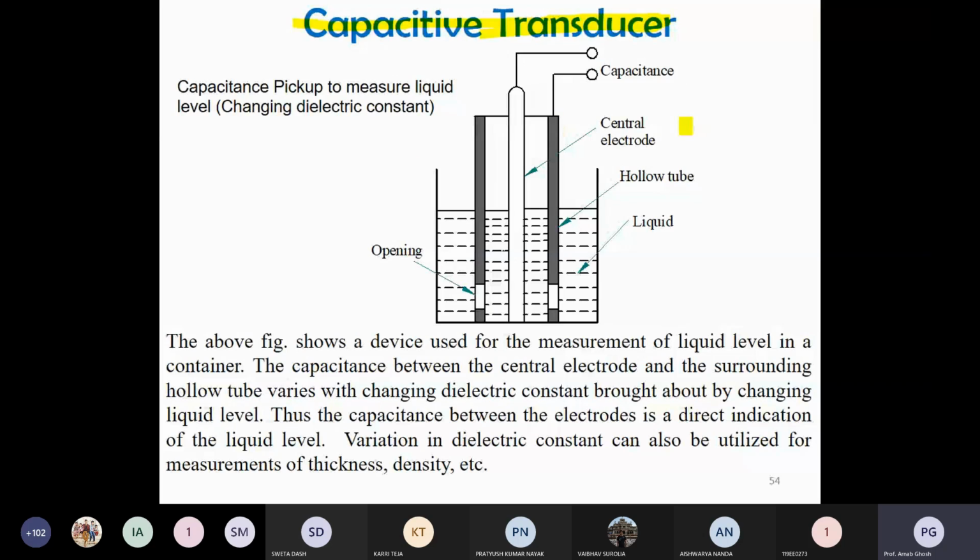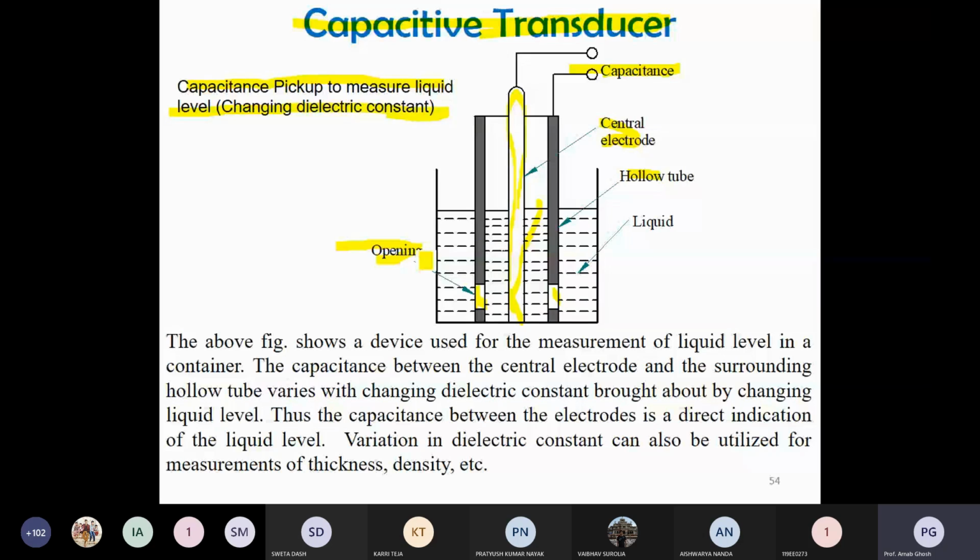Here you can see the operation. Liquid is there, and in between are the central electrode and the hollow tube. Two hollow tubes are there. So the capacitance pickup measures the liquid level through the changing dielectric constant. If the liquid is entering, what happens? The dielectric will be different.